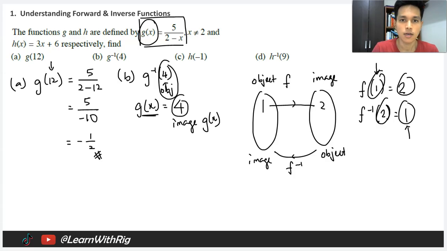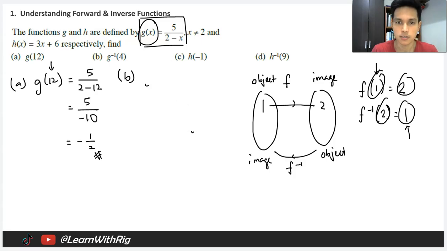So in other words, how you can solve this is by using this equation. g(x) equals 4. So it's going to look like this. Okay? Let me rewrite this so that you can understand better. g inverse of 4 is actually equal to this thing. It means g(x) is equal to 4. Okay, so this is the object of g inverse, and this is the image of g(x). They are the same based on what I explained here.